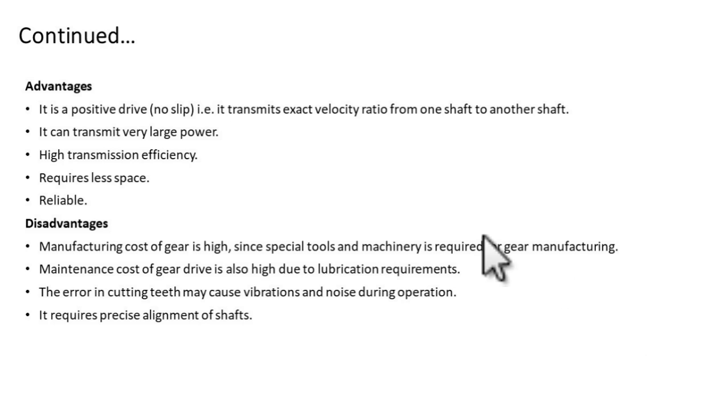Now, what are the advantages of these gears and what are the disadvantages of these gears? So the first major advantage of using gear transmission is to avoid slip condition. Since we have grooves and protruded parts, there is no chance of any slip, and the velocity ratio is fixed here. You can fix the velocity ratio. That is also a major benefit of using gear mechanism.